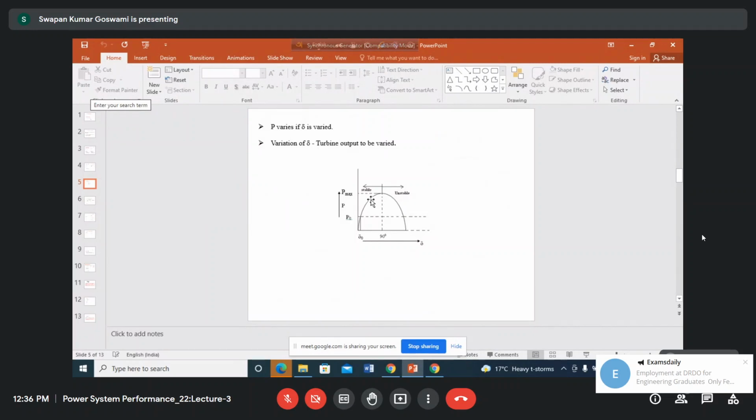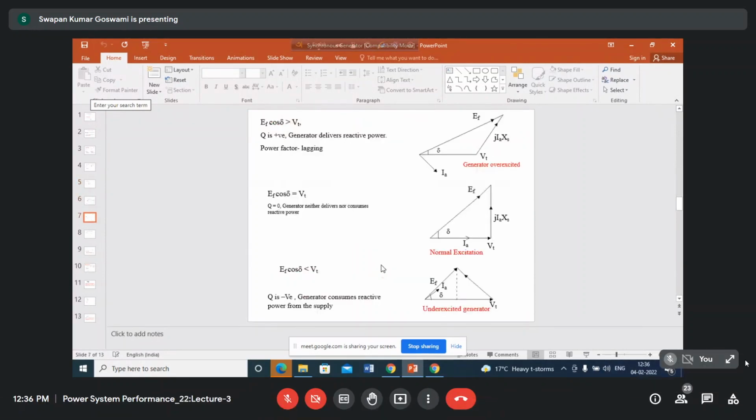And if you reduce the field current, delta value actually increases. So obviously, if delta value is increasing, how far can you allow delta to increase? Obviously, from this power angle diagram, and from the explanation we have already made, you see that delta value may be allowed to increase up to 90 degrees for a cylindrical rotor machine.